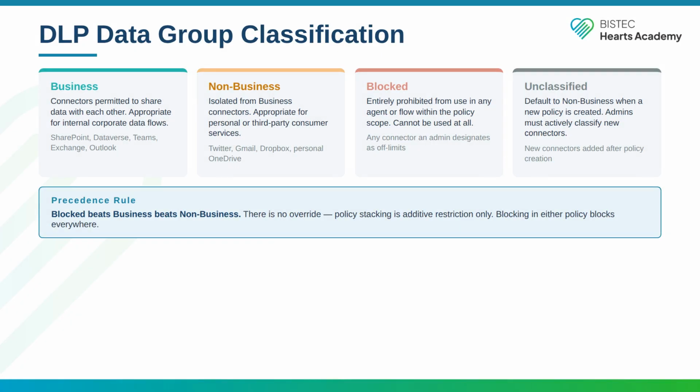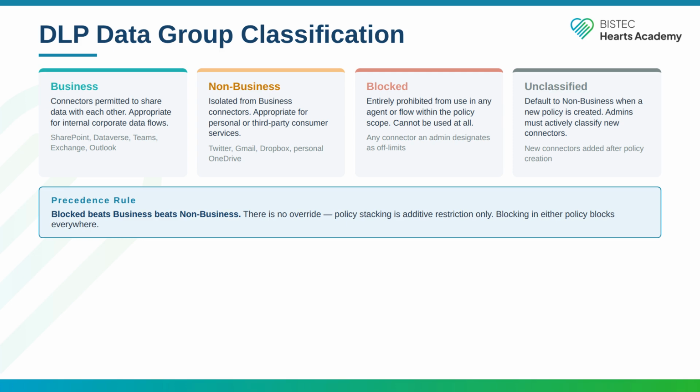Before you can author a single DLP policy, you need to have the data group model completely internalized. There are 4 data groups and 2 of them carry implications that are not obvious until you see them cause a production problem. Business is the group for connectors that your organization trusts to share data with each other.